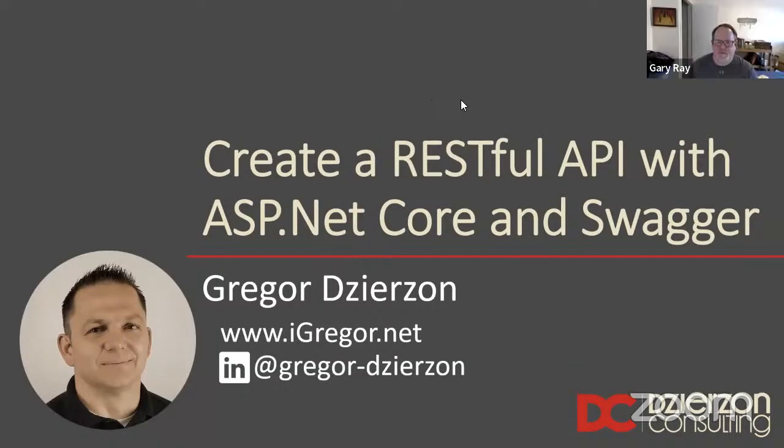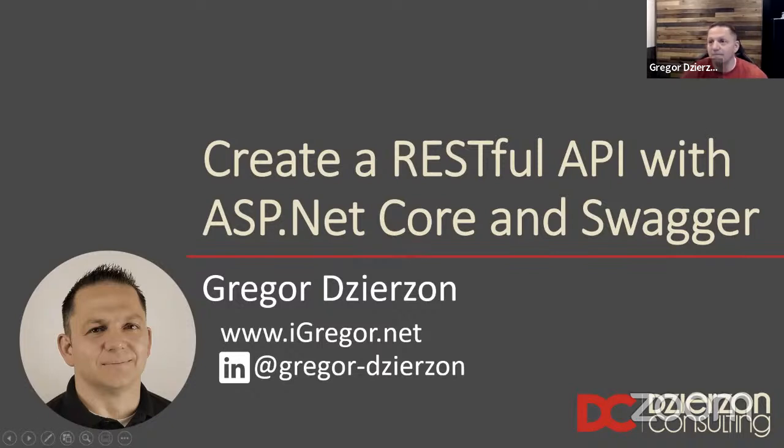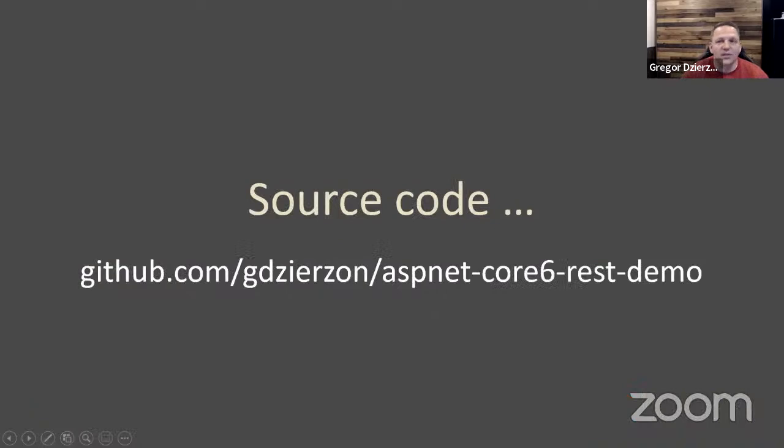So I just want to start by doing a little introduction of what we're going to cover. And as you heard a little bit about me. So we're going to create RESTful services, RESTful API with ASP.NET Core and Swagger. And the code is all going to be, it's actually already available. The code that we're going to go over is on my GitHub account. So you can see it there. I'll also share the link in the chat when we're done here as well. So we'll talk about that.